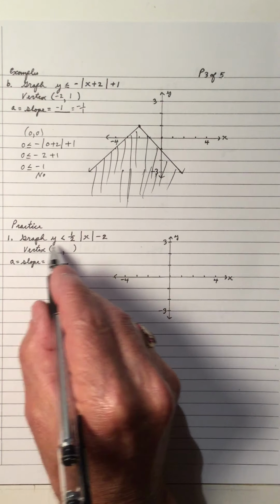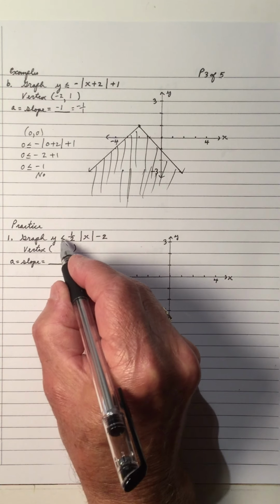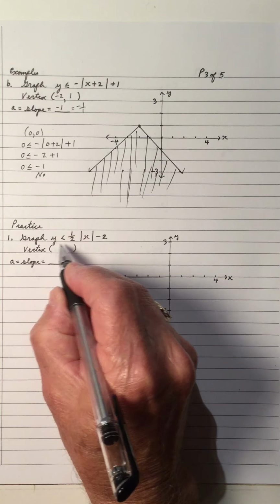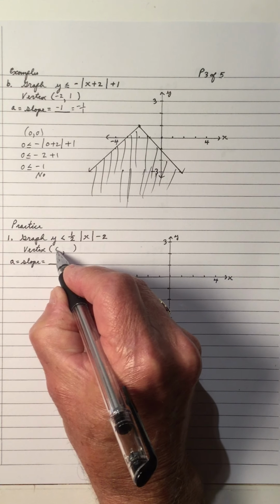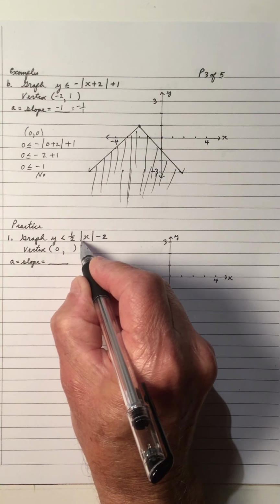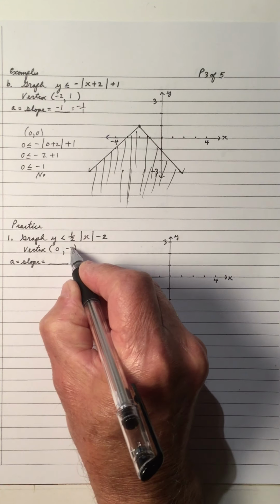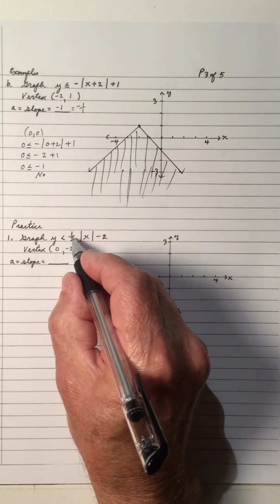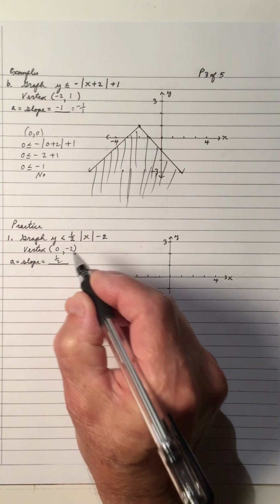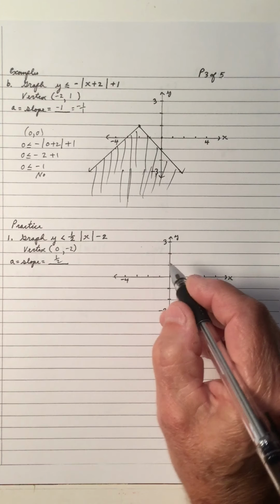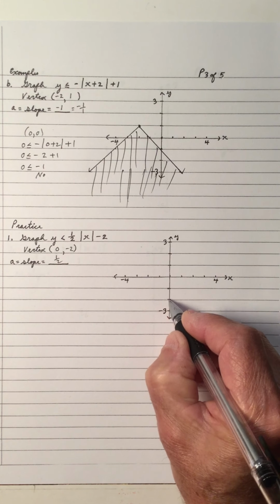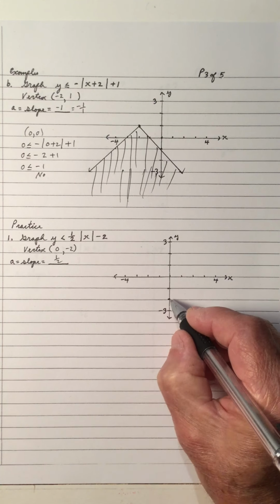The vertex of this parabola is: x is 0 because there's no number inside. When I put a 0 in here, y is -2. The a, or the slope, is a half. So the vertex is (0, -2). X is 0, -2 right here. And the slope is a half.